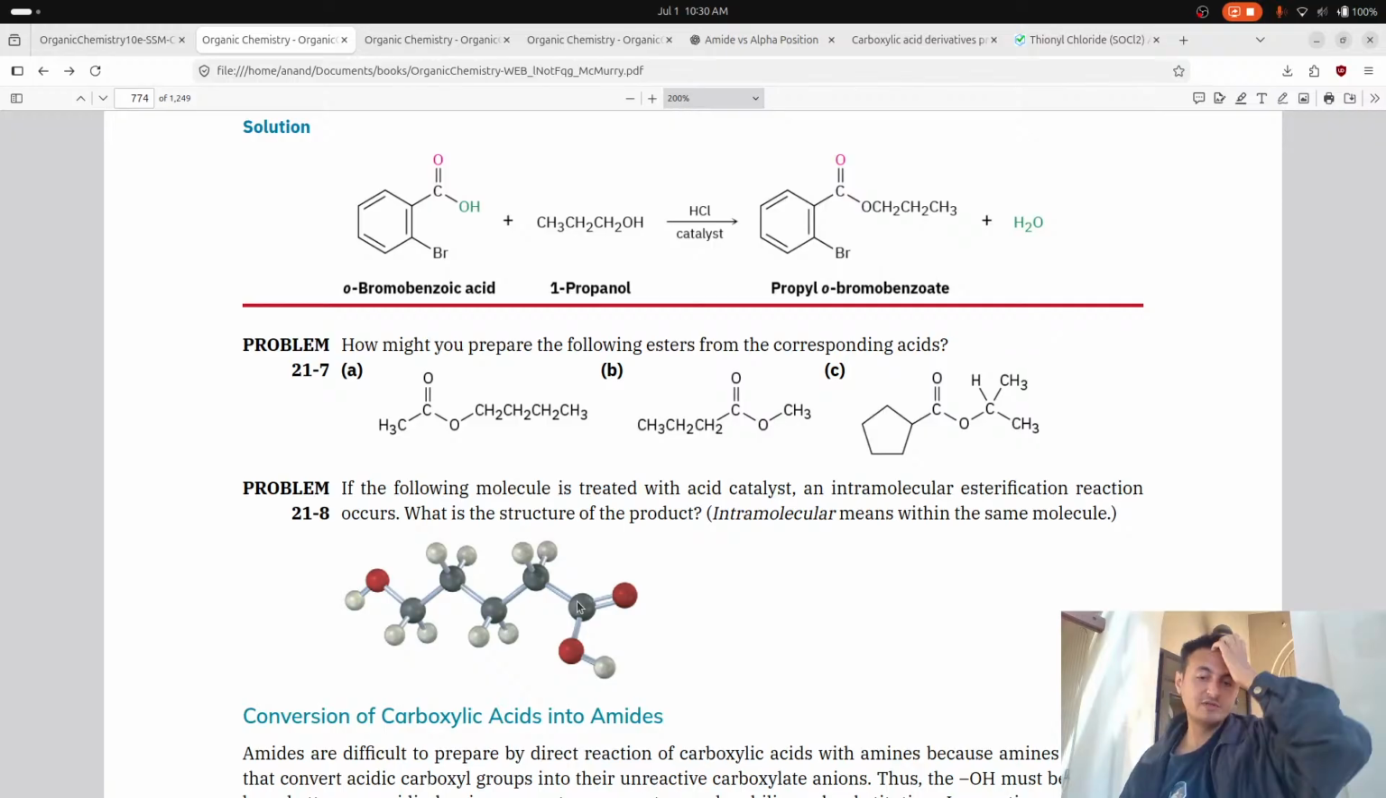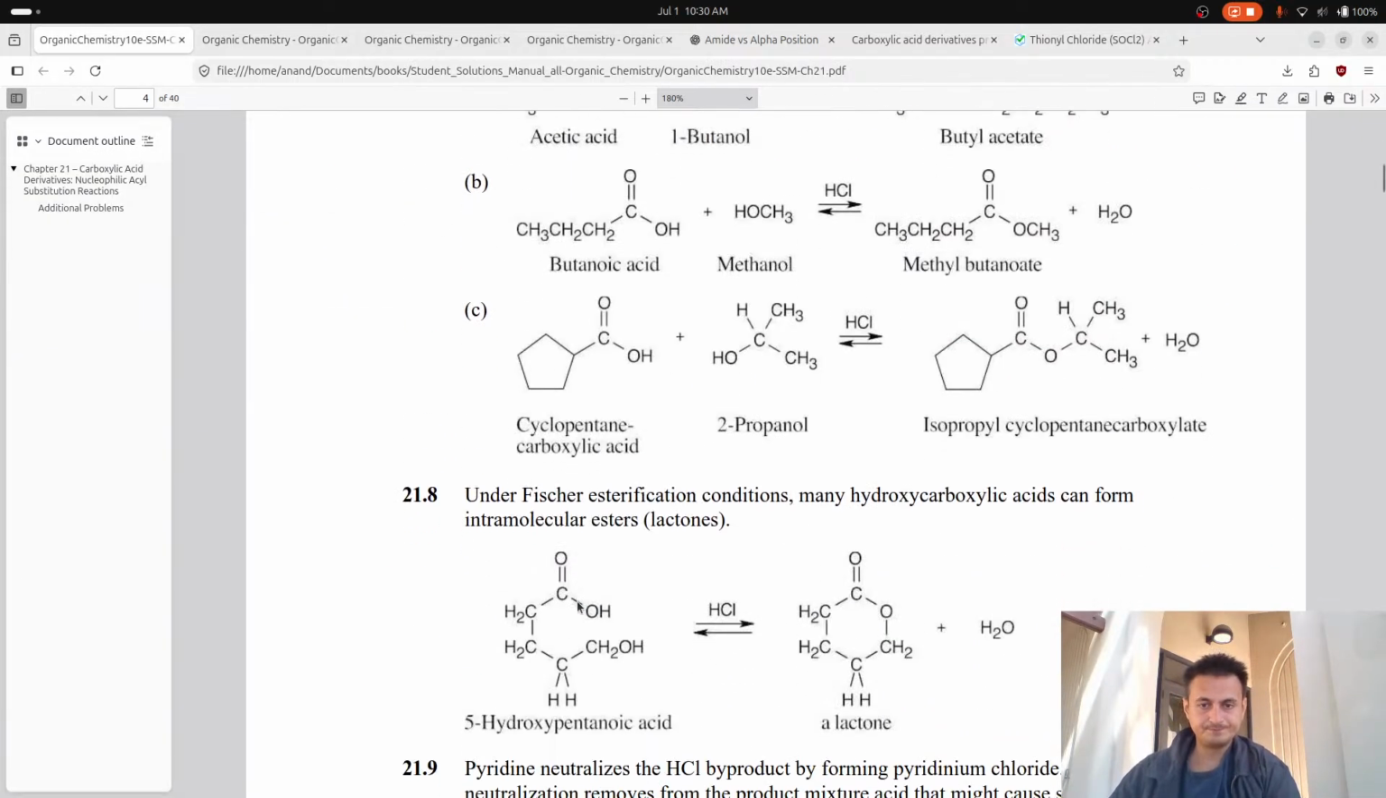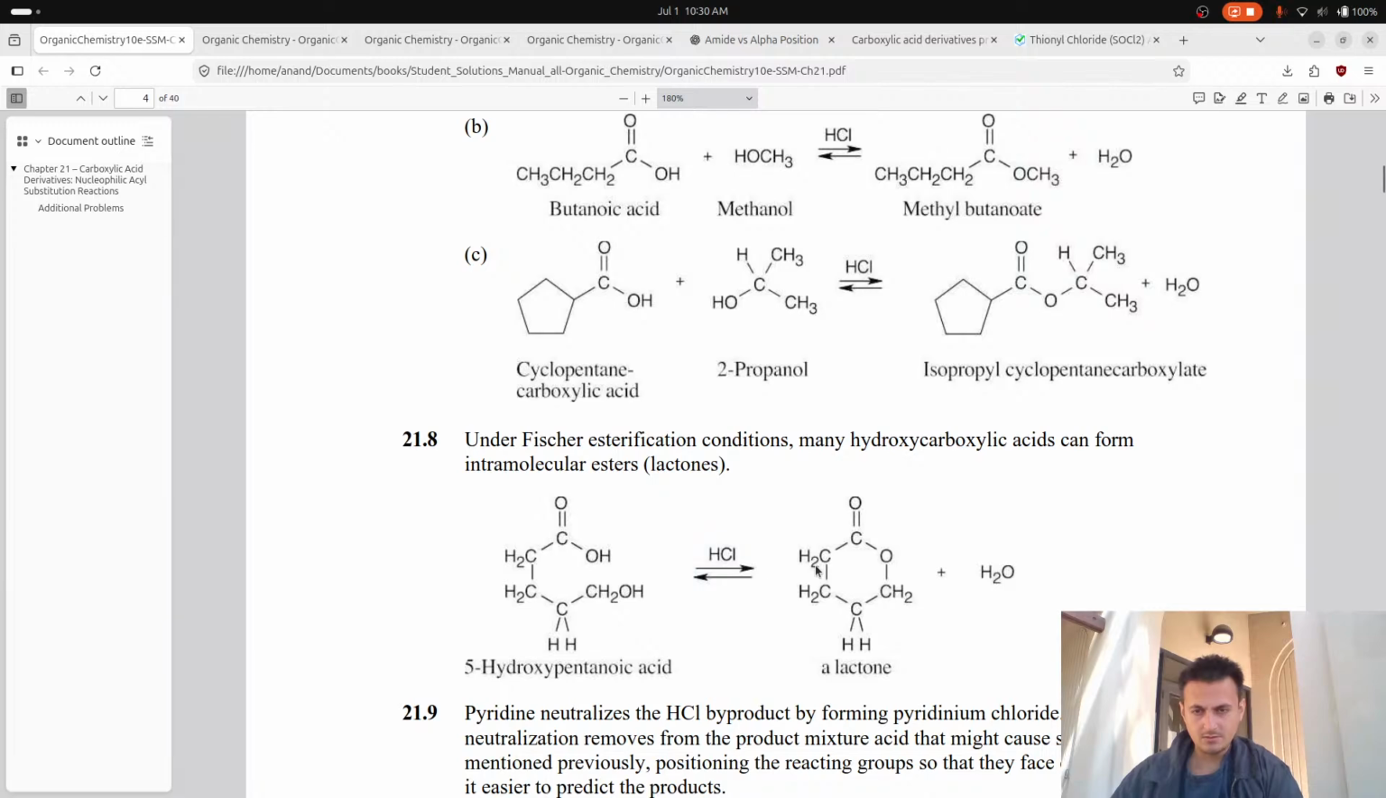I don't know how to name these heterocycles. Oh, let's go. That's exactly what I wanted. That's what I got. Yeah.